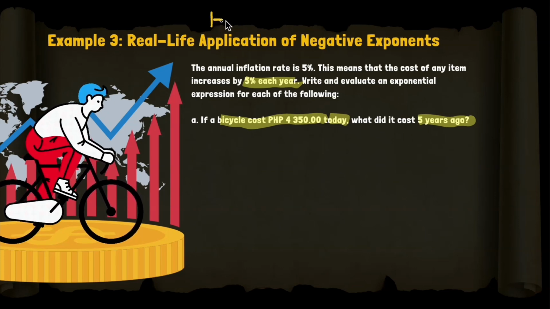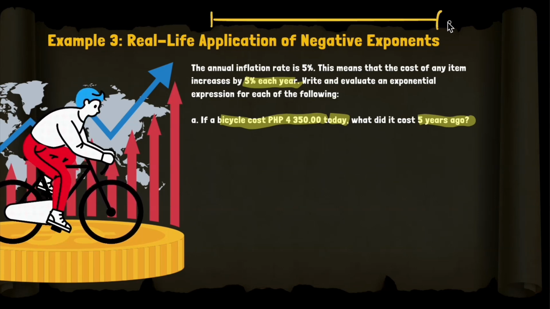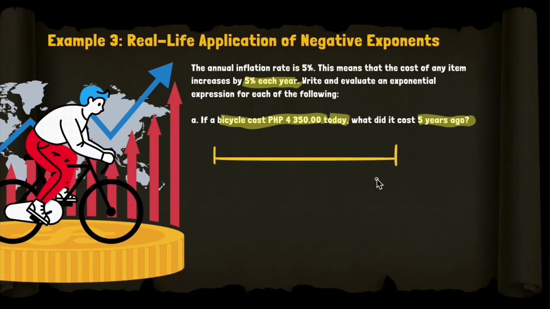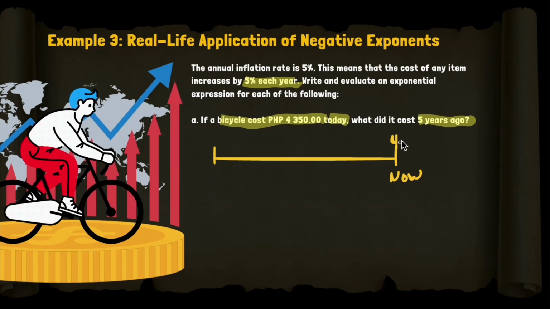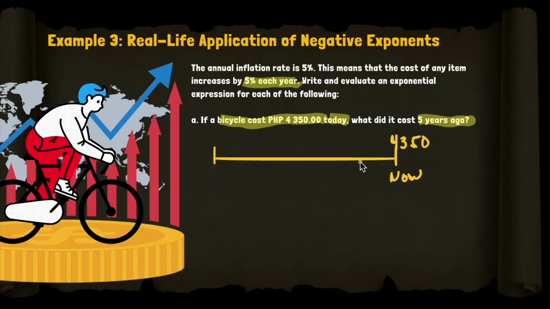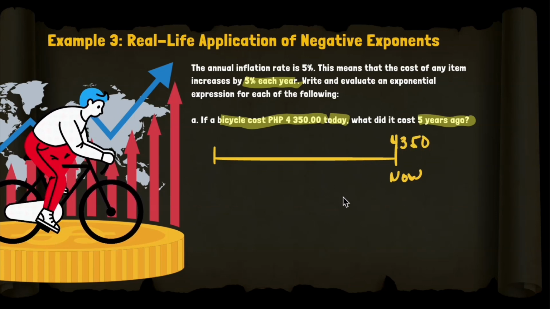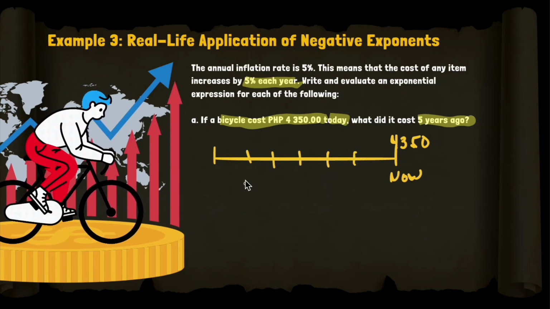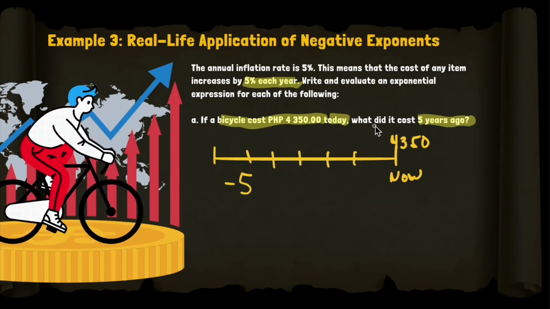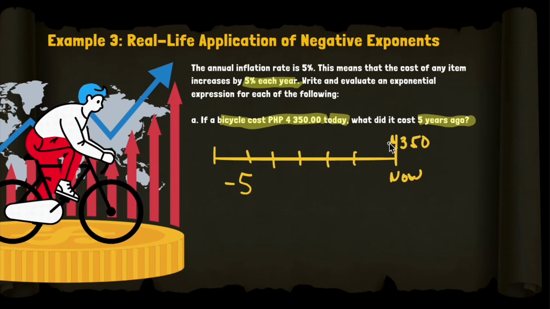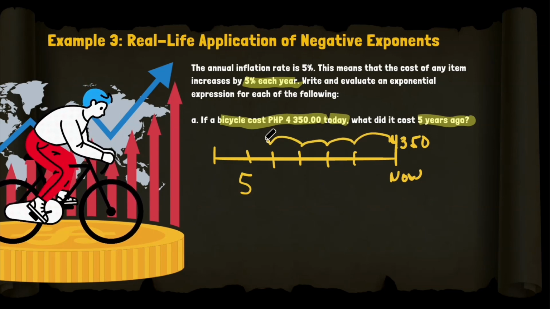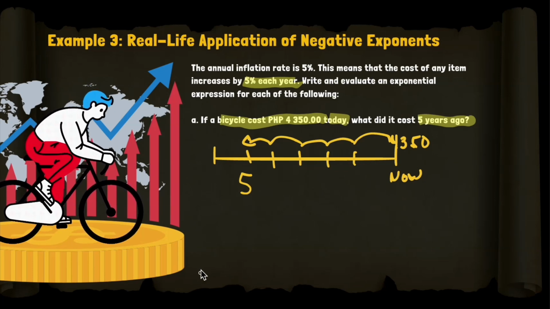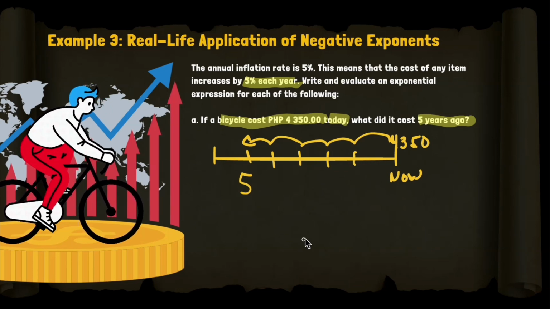Okay? I have here this timeline. Okay? Sa ngayon, ang presyo niya is 4,350, right? Yung presyo ng bike. Okay? Tapos, ang sabi dito, ano kaya yung presyo niya 5 years ago? Okay? So, ibig sabihin, magta-travel tayo 5 years from now. Okay? 1, 2, 3, 4, 5. I mean, magta-time travel tayo, babalik tayo ng 5 years ago. Okay, so, paano natin gagawin yun?